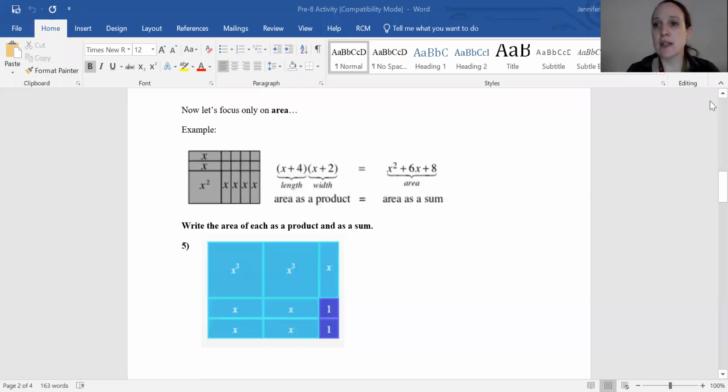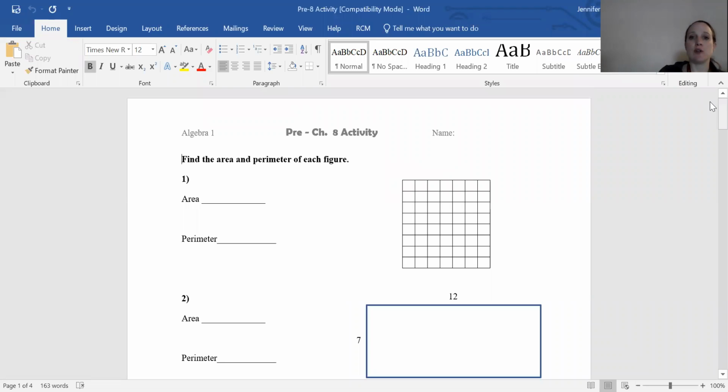Hi, Algebra 1. What we're going to be looking at today is getting ready to start Chapter 8. When you're at this station, you should have in front of you this pre-Chapter 8 activity. We're going to do a couple together, and then you're going to be able to finish this on your own. In order to do Chapter 8, you have to know about your generic rectangles, and you have to know how to find some area.